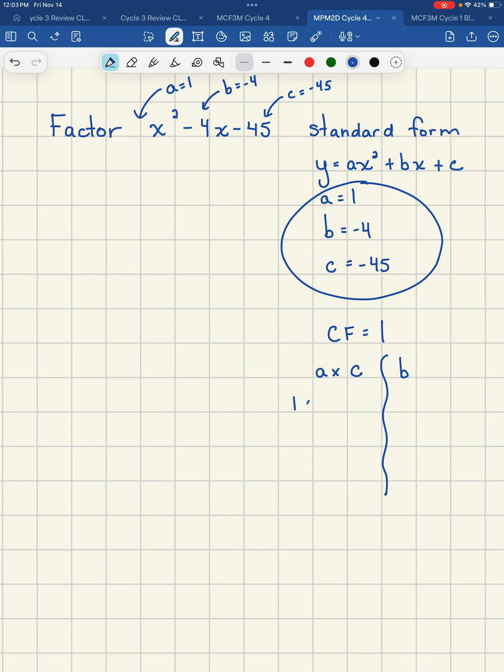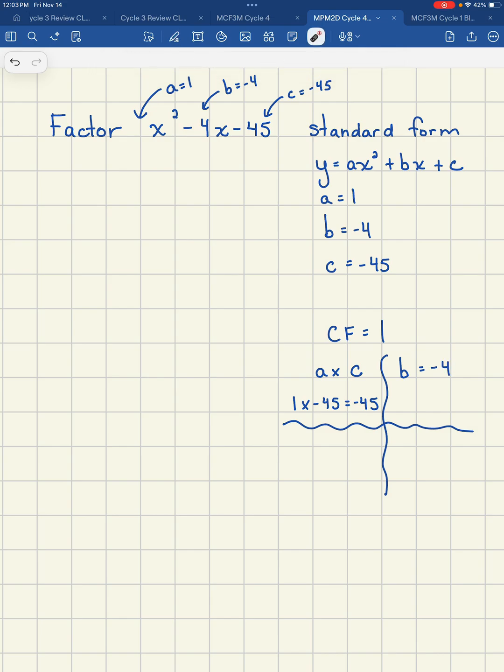So my A is 1 times my C, which is negative 45. And when you calculate that, it gives you negative 45. Make sure this chart looks exactly the same way I'm writing it. It's very important to be very specific in this chart. And then your B value is equal to negative 4. So again, a lot of people tend to forget to write this part. Please don't forget to write that part.